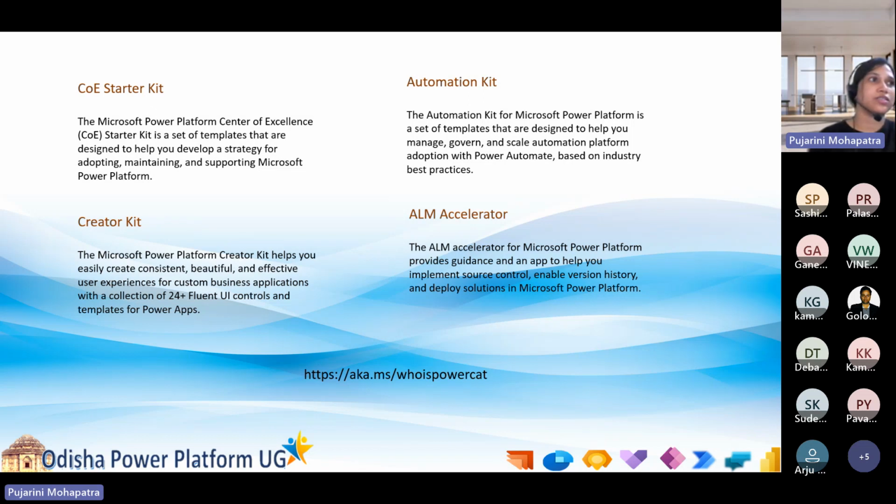We have the COE starter kit. This is more about governance, adoption, maintenance, and supporting of the entire Microsoft Power Platform, which can help COE, Centers of Excellence, install it in their environment, in their tenant, to look at environment strategy, security review, auditing, and other stuff. Then we have the automation kit, which is specific to RPA, Power Automate specific, right? The creator kit is more into designing, UX and UI, with big UI controls and all. And the ALM accelerator is for the DevOps lifecycle and all those things.